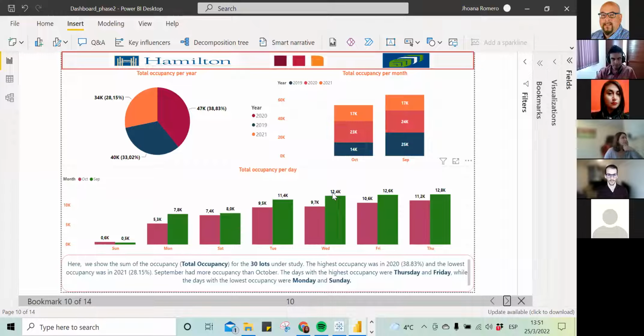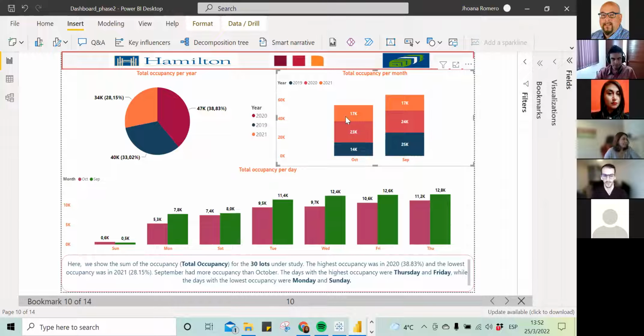Now we are going to talk about the occupancy. In this slide, we can see the information of the total occupancy per year from 2019 to 2022. In this pie chart, we can see that 2020 was the year with the highest total occupancy, followed by 2019, and finally 2022.